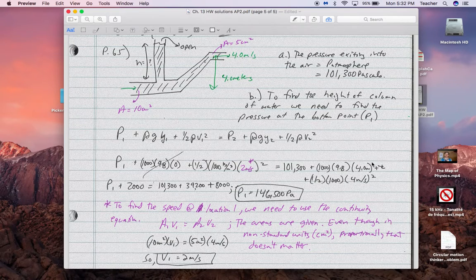So again, this relates to gravitational potential energy. This relates to kinetic energy. So all those three things on the right side add up to a certain amount. On the left side, the only non-zero factor you have is based on how fast the liquid's moving down here, which is 2,000 pascals is what's caused by that. So when I solve for P1, I get 146,500 pascals.